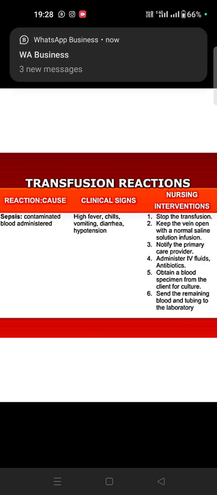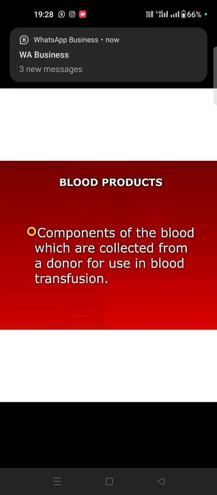Okay. Then sepsis: high fever, chills, vomiting, diarrhea and hypotension. Stop the transfusion, keep the vein open with normal saline, administer IV fluids and antibiotics, and take blood specimens for culture, then send the tubing and bag to the laboratory. Blood components are collected from the donor and used for transfusions.